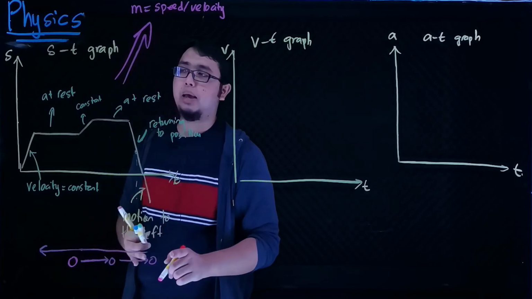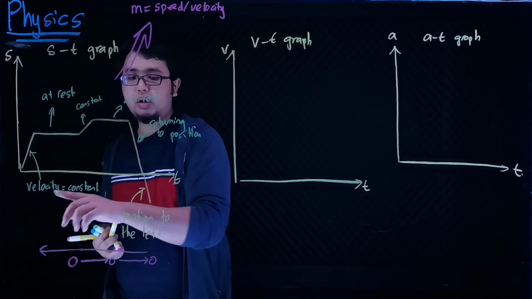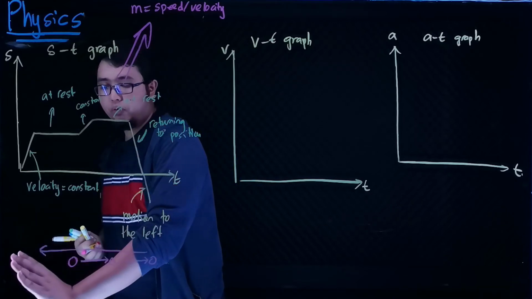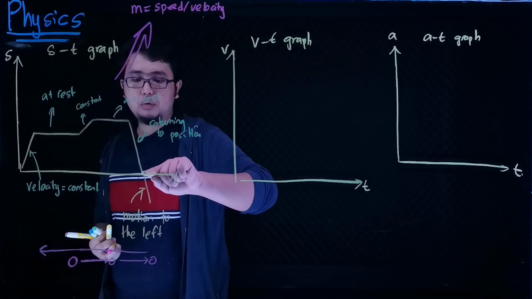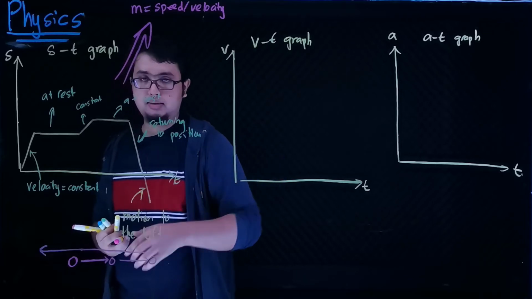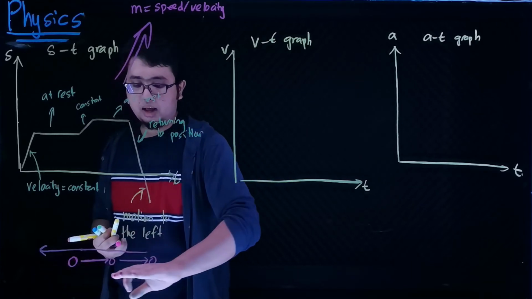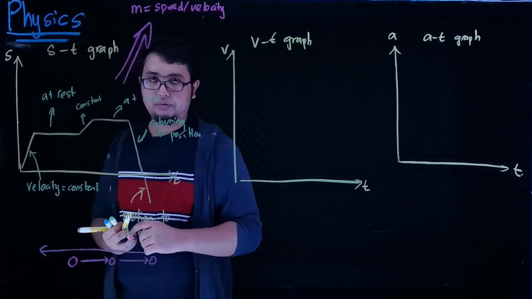And this only happens for the displacement time graph. For the distance time graph, if the ball keeps on moving to the left, the graph will just stay on the upper side of the time axis. Alright, so this is how the motion is for this graph.